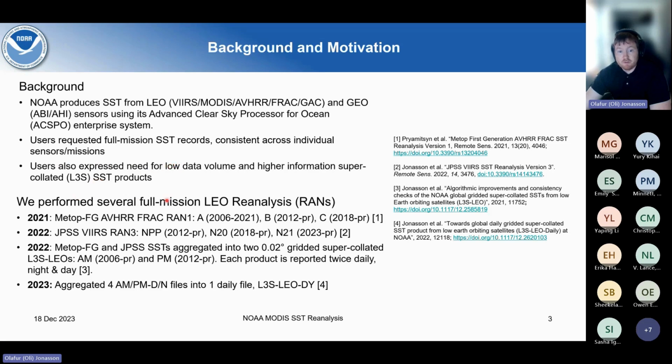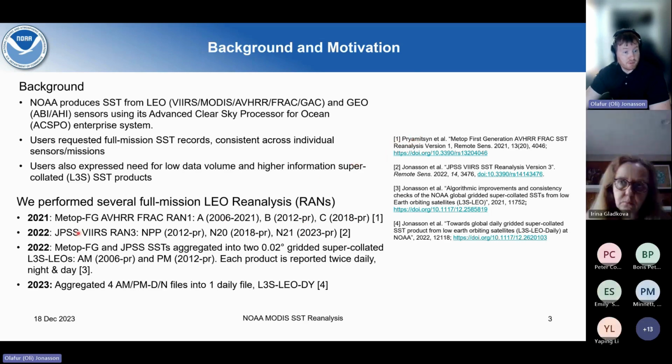So in the last 2 to 3 years, we have been trying to fulfill the users' requests, and we performed several full mission reanalysis runs. In 2021, we covered Metop first generation, carrying AVHRR FRAC. There's Metop A, B, and C, and this dataset started in 2006, and it's still active. This is documented in this paper here by Victor.